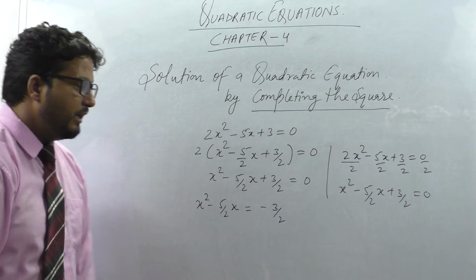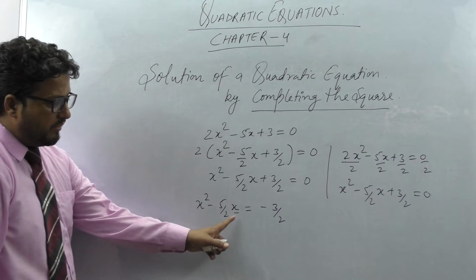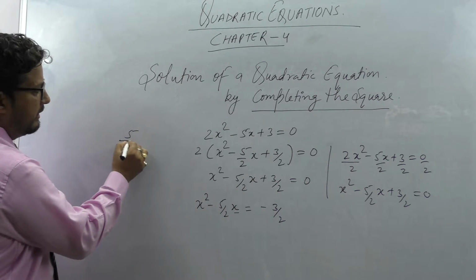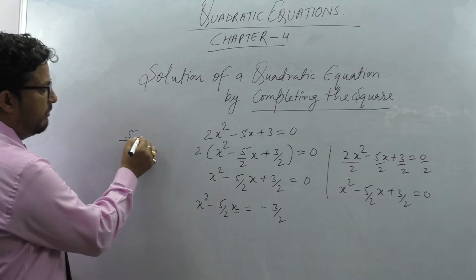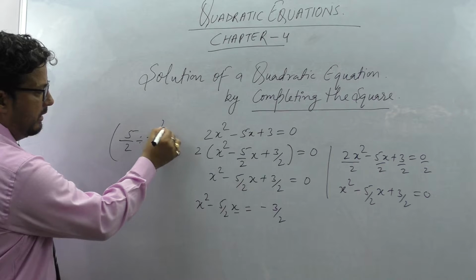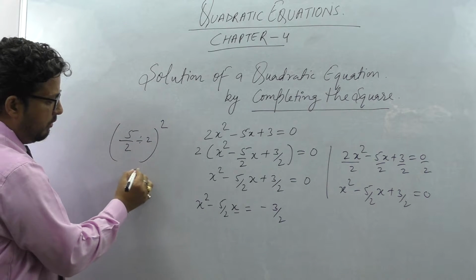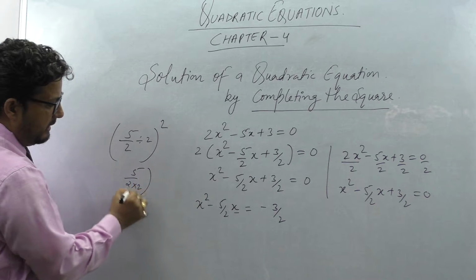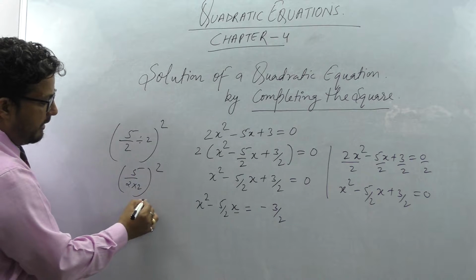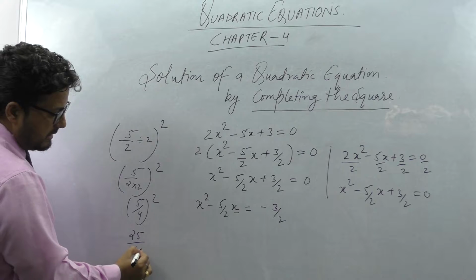Now we have to notice the coefficient of the x term, which is 5 by 2. We write it at the corner. We have to divide 5 by 2 by 2, and take the square. When 5 by 2 is divided by 2, the 2 comes down, so it is actually 5 by 4. If you take the square of this, it will be 25 by 16.